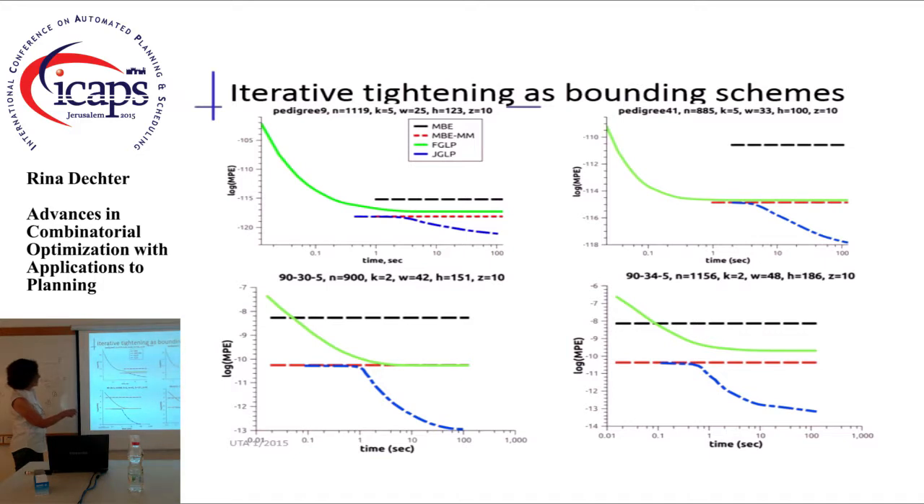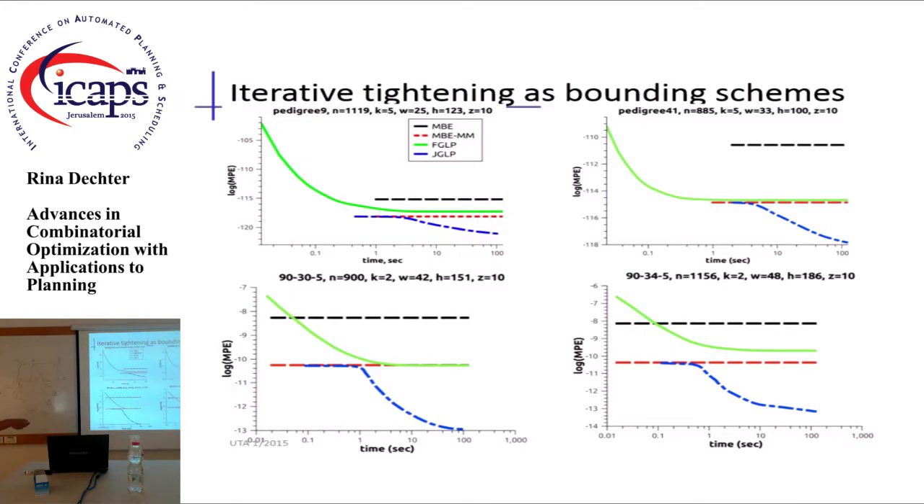This is MBE, mini bucket elimination. The JGLP takes time because of the clusters and iterations, so initially it's not... from a particular point on. But then it has a big overhead, but it's the best eventually.